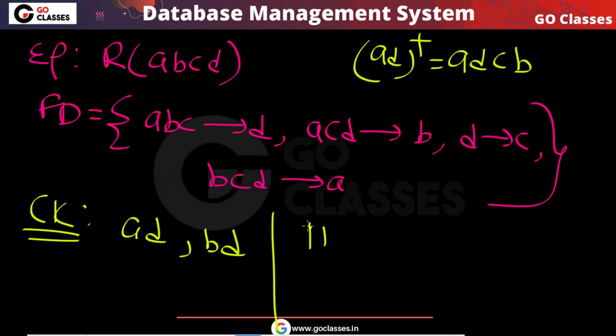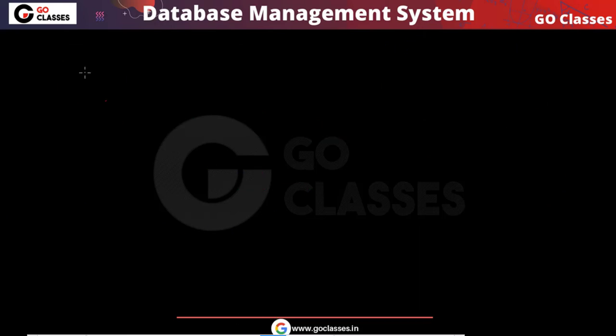So tell me, what are the non-prime attributes? The only attribute, this is the non-prime attribute. Now what you need to check is the violation of 2NF. Remember, just check violation of 2NF. Is there any violation of 2NF?